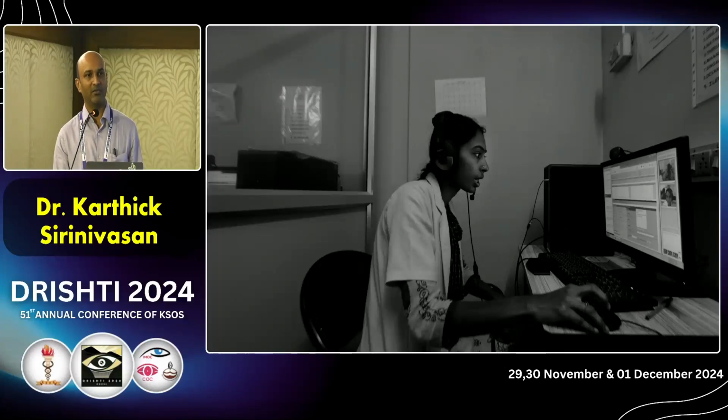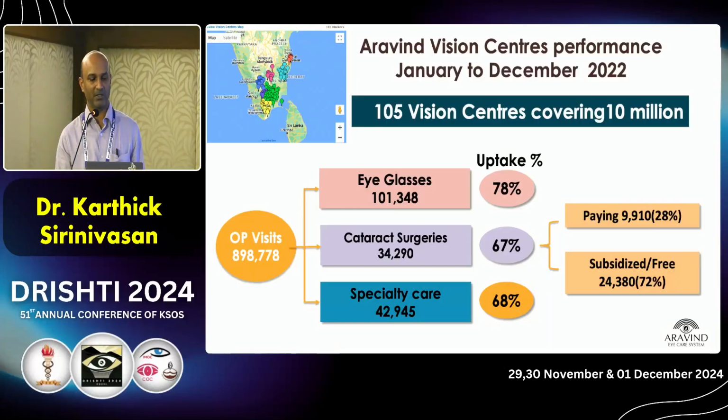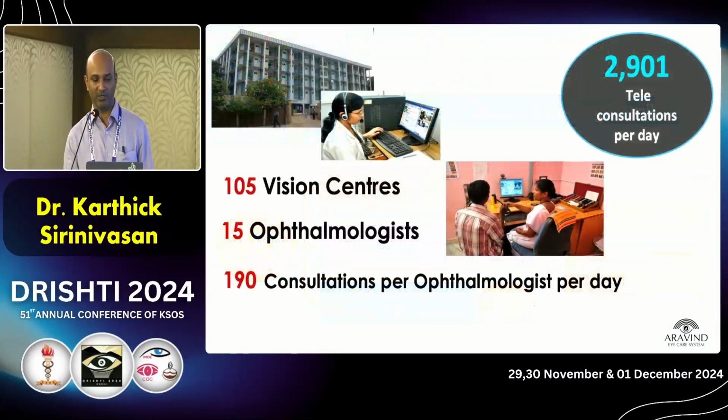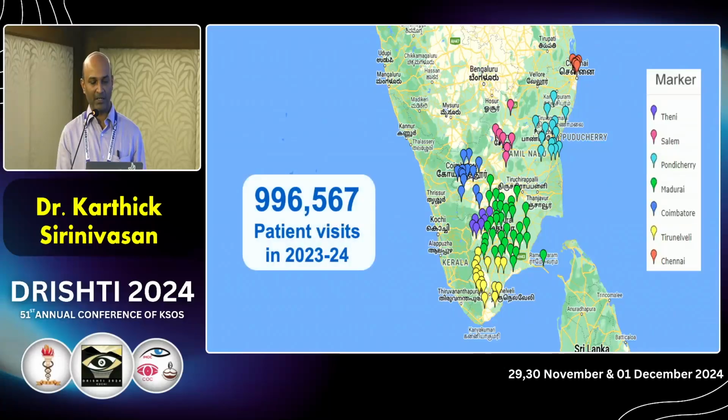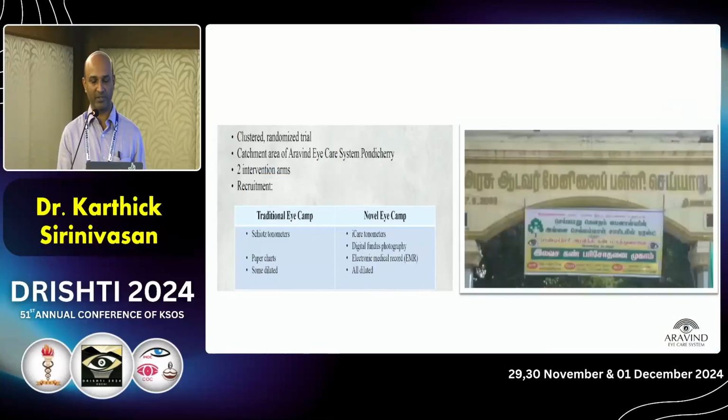All the fundus photos that are recorded at the vision centers are seen at the base hospital virtually using a Google Meet network. With this, in 2022 we saw about 900,000 cases, and we referred cataract surgeries in around 67% and specialty care about 50,000. This is the number of patients that we could send using teleophthalmology, and we currently do around 3,000 teleconsultations a day using this kind of setup. And this year, 2023 to 25, we are reaching 1 million patients through the vision centers.